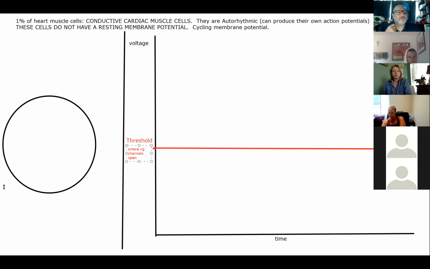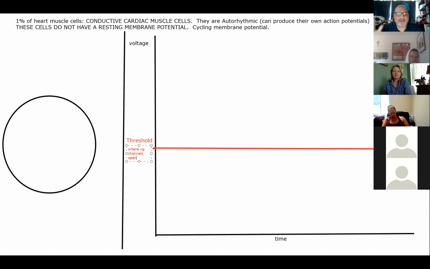Voltage-gated channels. I notice I didn't say sodium, did I? No, you didn't. Excellent. I didn't say sodium on purpose, although, as we know, all big depolarizations are sodium, right? Of course, so that must be the case here as well. All right, let's find out.